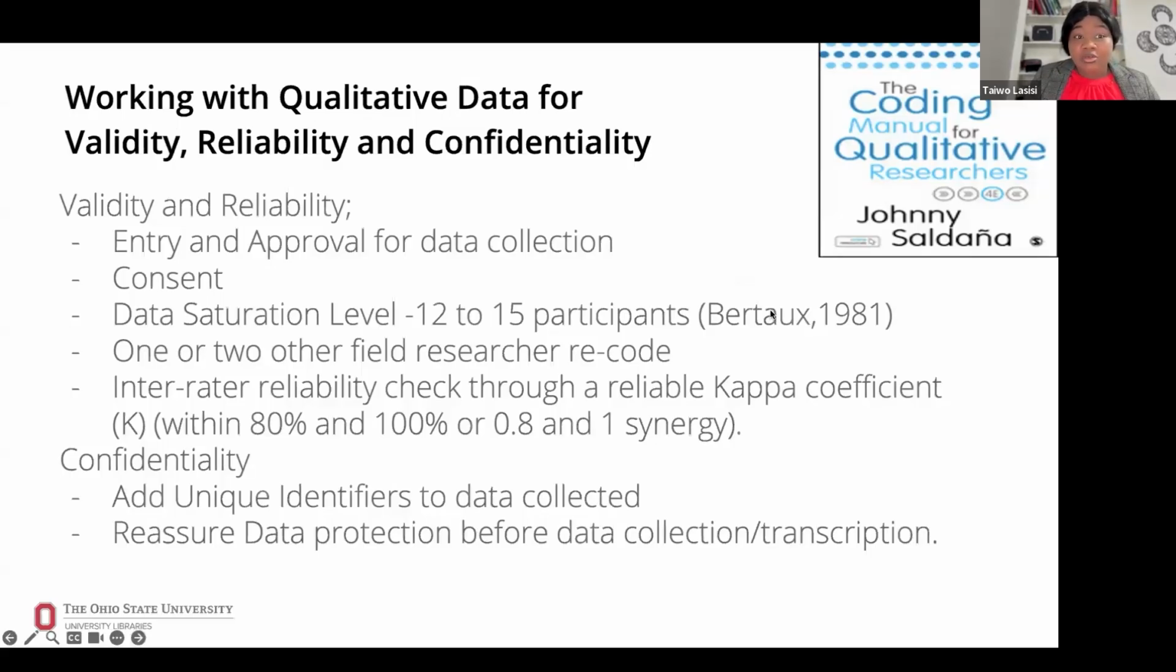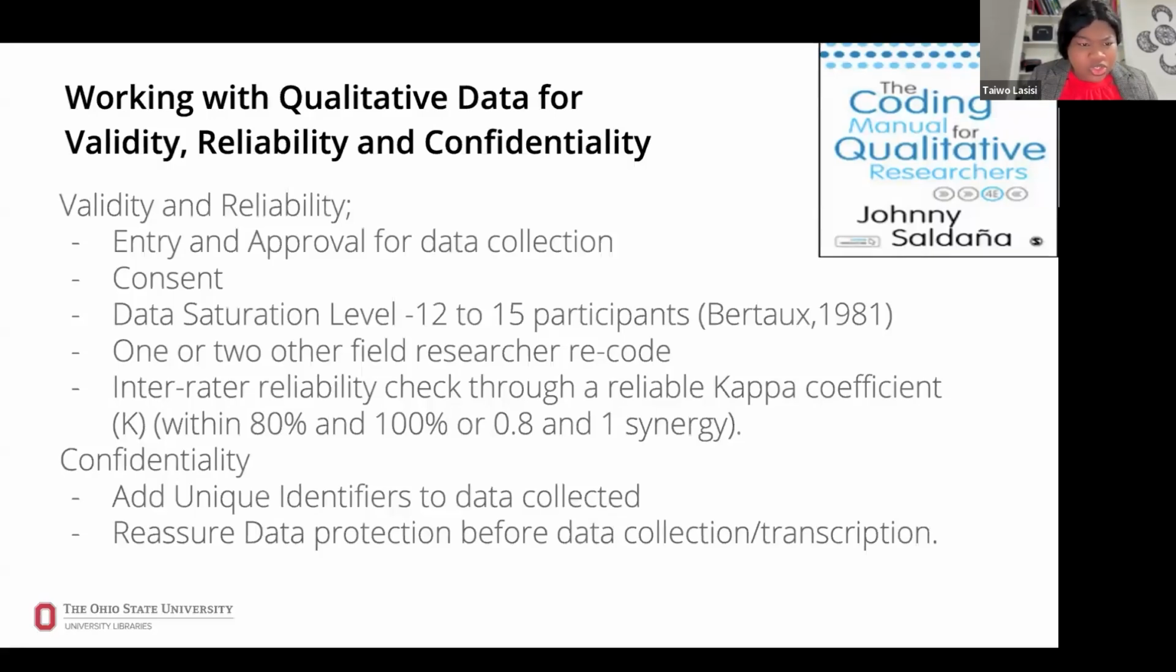When it comes to reliability of your qualitative data, before you can say that your data is reliable, you need to get to a data saturation level when you are collecting data. For example, if you're doing interviews in a qualitative study, you have to at least get to 12 to 15 participants, according to Vertex, and interview them before you can truly say that you've reached a state of saturation.